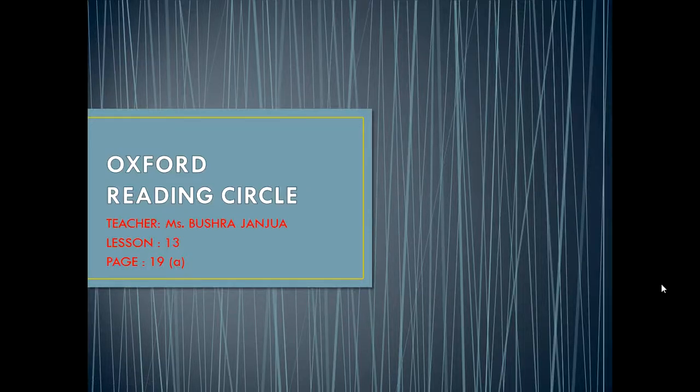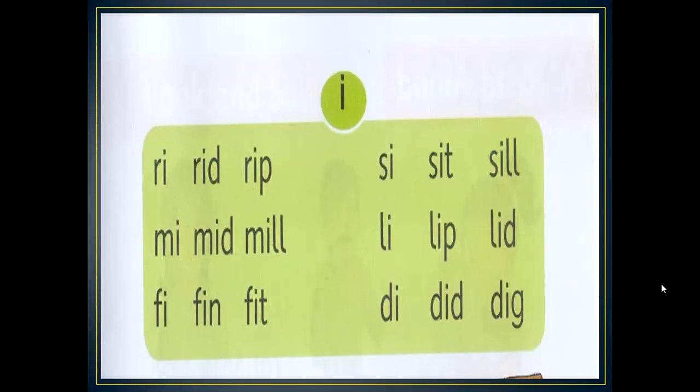Today we will read on page number 19. And you can see that the I sound is in the middle of all the words written on this portion of the page. So that's why they are called I words. Let's start reading.